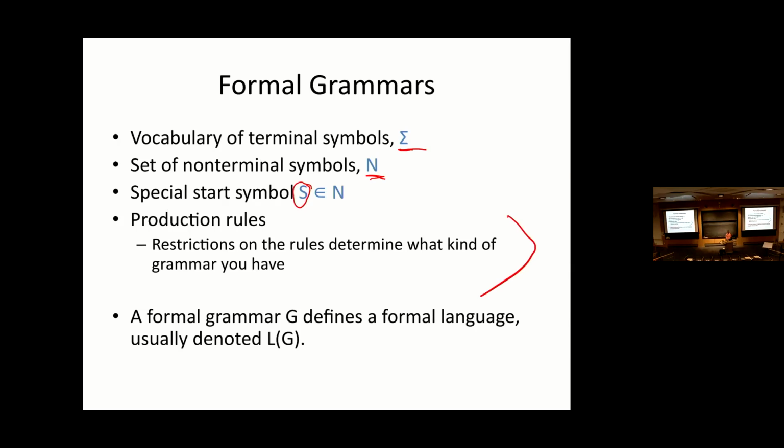So in regular grammars, you have one kind of production rule. In context-free grammars, you have a different kind of production rule. And in context-sensitive grammars, you have yet a different type of production rule. On up to a kind of grammar that is equivalent to a Turing machine, which lets you rewrite anything as anything. So a formal grammar, G, defines a formal language. So we usually denote that as L of G, the formal language that you get from the grammar G.